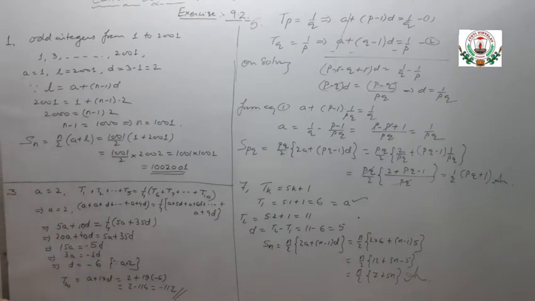Now you can calculate the 20th term. You have to prove that the 20th term is minus 112. So 20th term is A plus 19D. Substitute the value of A and D. You will get the answer minus 112.